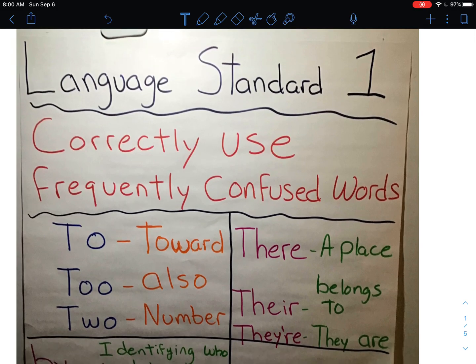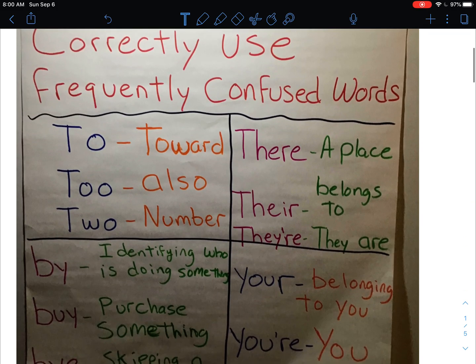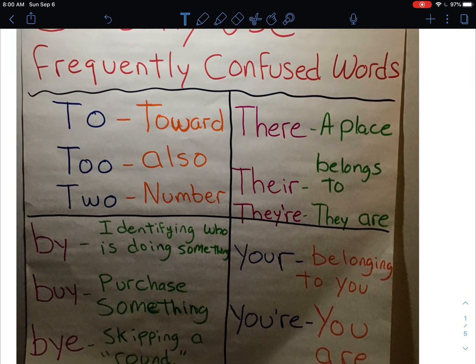So for the more commonly confused words, they are homophones. In other words, they are words that sound alike, but they are spelled differently and have different meanings. So the first one we're going to focus on is to, too, and two. So as you can see here, depending on the spelling, they have different meanings. So this one here is TO, and this means toward something.